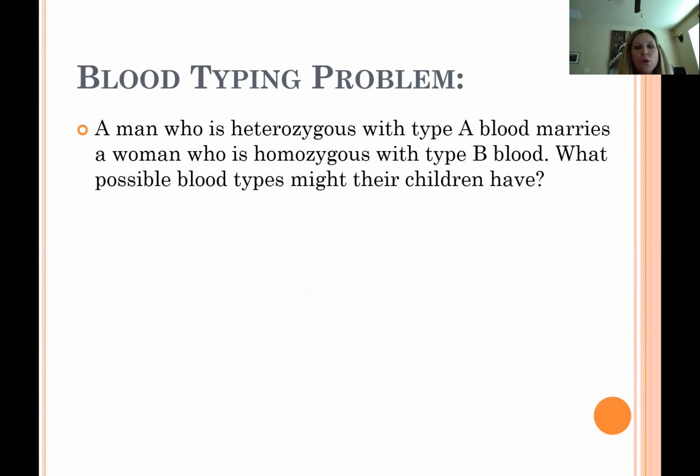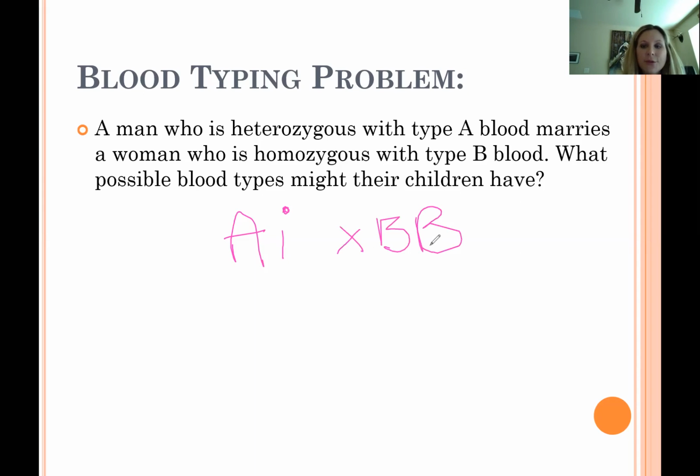A man who is heterozygous for type A blood. Look back at your chart. What does that mean to be heterozygous for type A? So they're type A, that means there's no Bs. But they're heterozygous, so that means they're not big A, big A. If he was homozygous for type A blood, he would be big A, big A. But he's heterozygous. He has the A and then the recessive, silent one. Marries a woman who's homozygous with type B. If she's homozygous for type B, that means she has both Bs. What possible blood types might their children have?